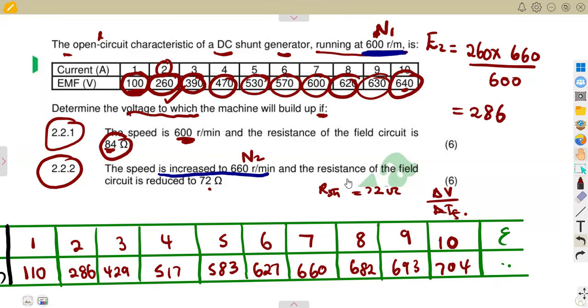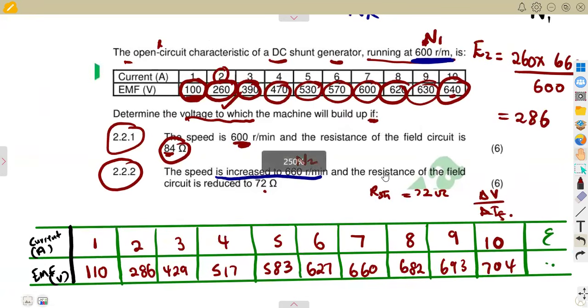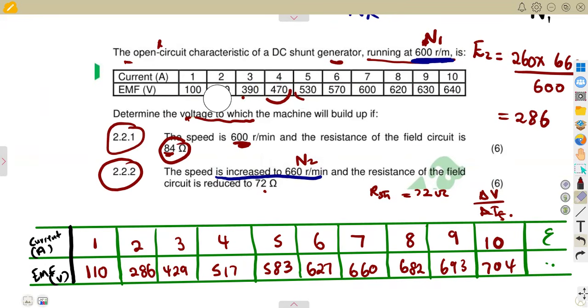These are new values that we are talking about. From what we have, we are considering the new values in this case. So the question is just like what we had, guys. You were given a table originally like this. This is the table that you had before. And the question is asking you to determine the voltage when the field current is 84.